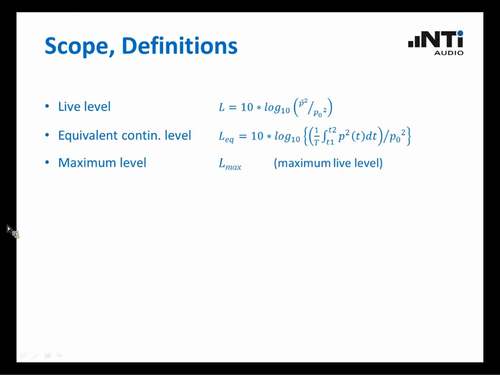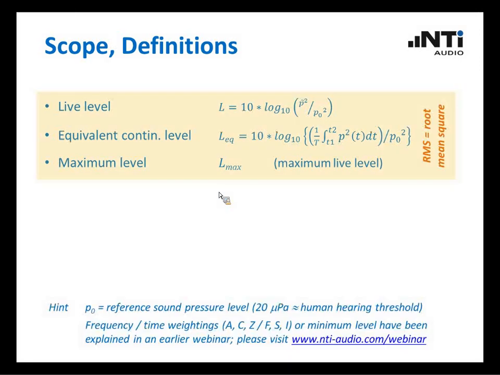The next level is also related, the maximum level. This is actually the maximum live level that has occurred during the measurement period. And I'm going to show you that in a graph on the next slide. But first, there's important information: these three values are all RMS values. RMS stands for root mean square, which is a measure for the power of the incoming signal.